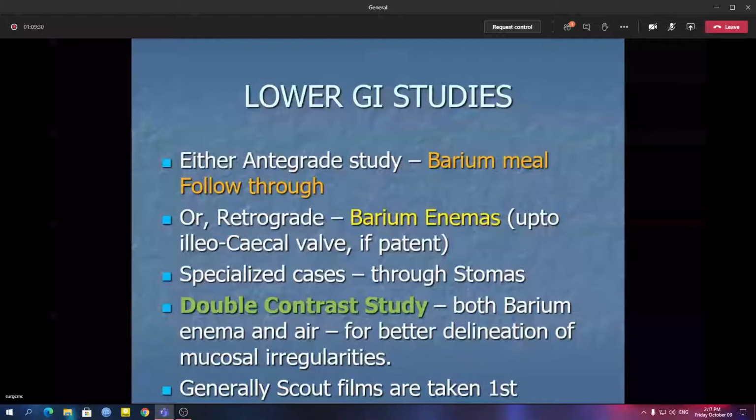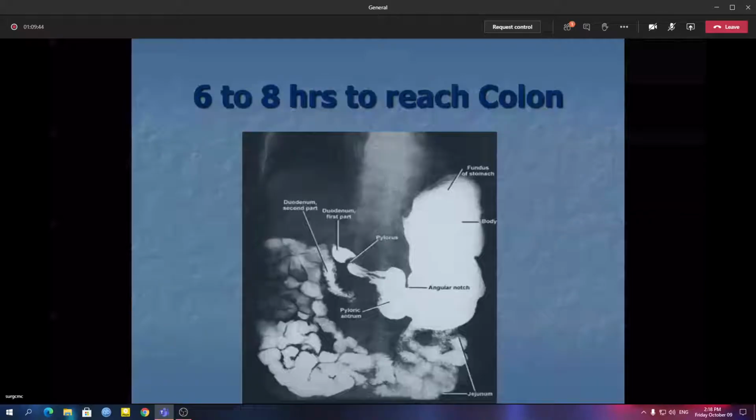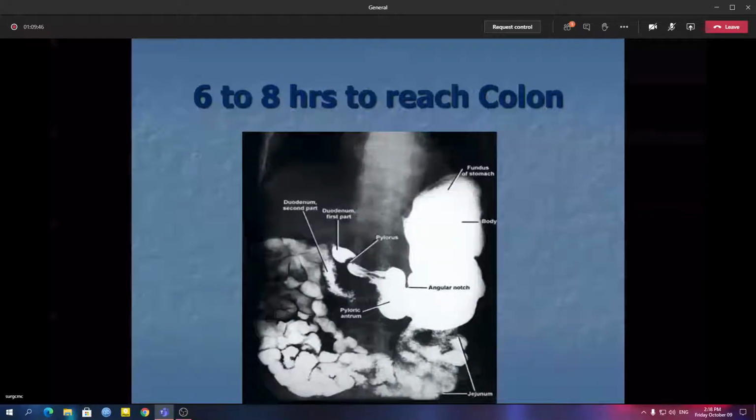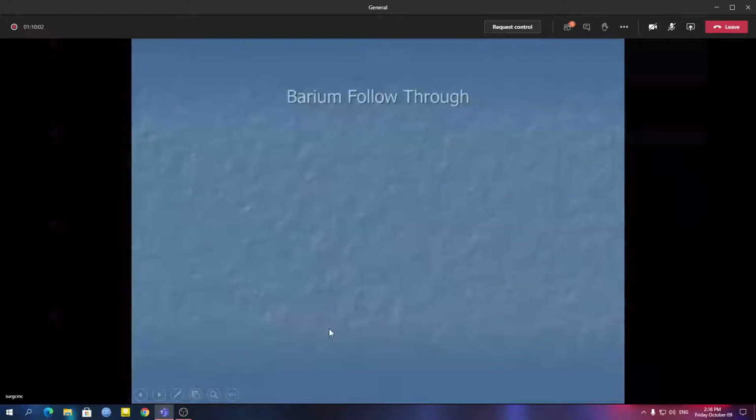And of course, in barium studies, particularly lower GI studies, a scout film, that is a non-contrast simple X-ray, AP view, is taken first, then the dyes are given. The dyes take 6 to 8 hours to reach the colon. This is the stomach. This is the angular notch. That is because of peristalsis. Here the peristaltic movements are there. Pylorus, duodenum, small bowel, ultimately it goes to the jejunum and ultimately into the large bowel. It takes 6 to 8 hours.